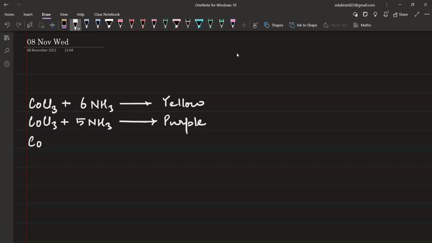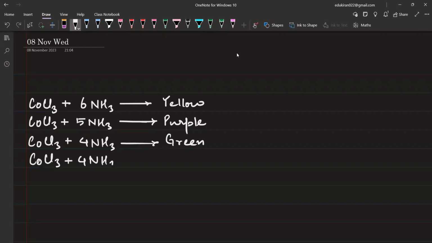And when he reacted CoCl3 with 4 moles of ammonia, he got a green colored compound. But sometimes when he reacted CoCl3 with 4 ammonia, he also got a violet color compound. Now, obviously, all of these, yellow, purple, green, and violet, are different compounds.